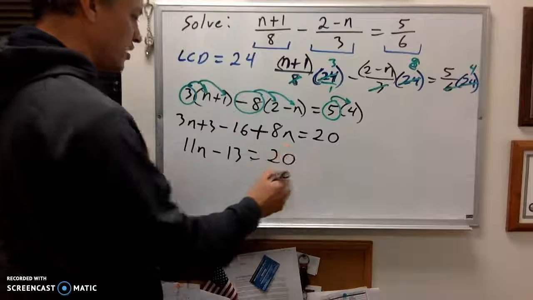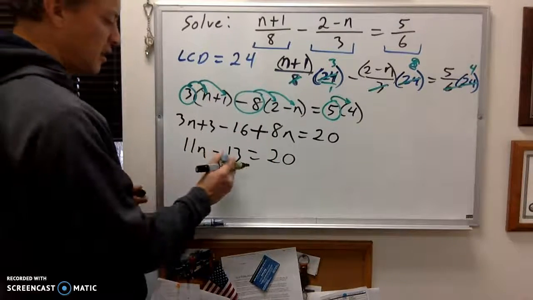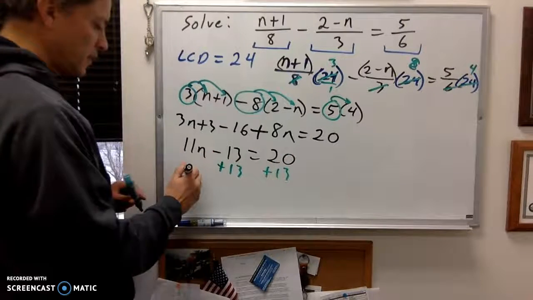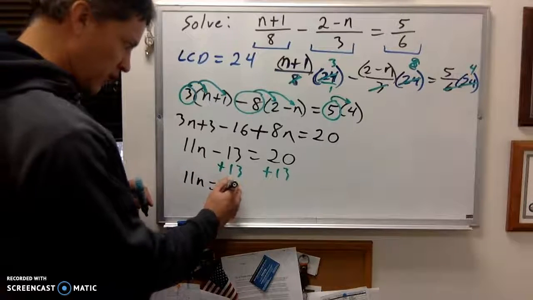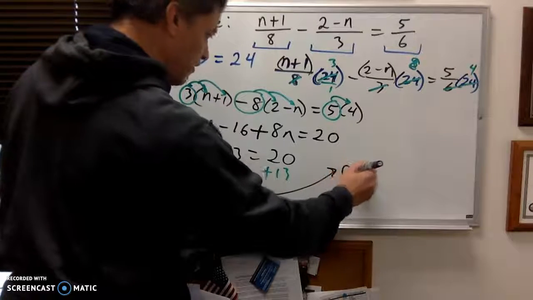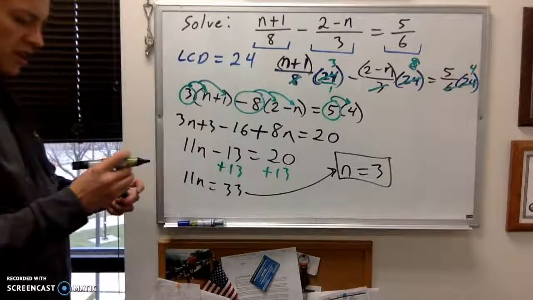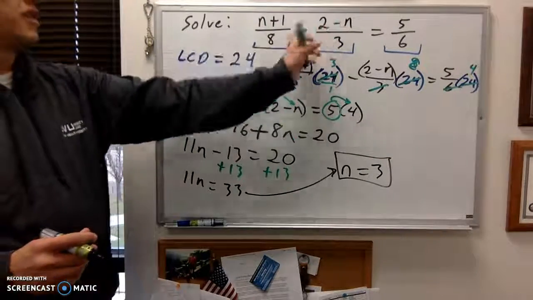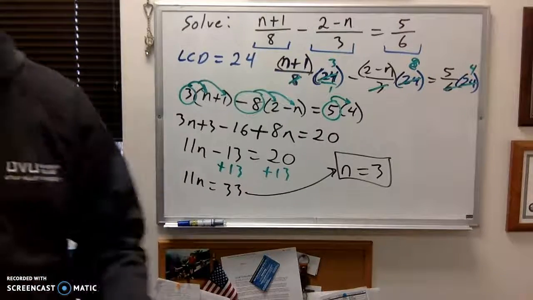That all equals 20. So at this point, what I'm doing is collecting like terms on the left-hand side. I'll add 13 to both sides. 11n equals, what, 33? So my n value equals 3. You can check your answer too at this point by plugging in a 3 for n and see if you get 5/6 back. But at this point I'll go ahead and shut down this video and call it good.